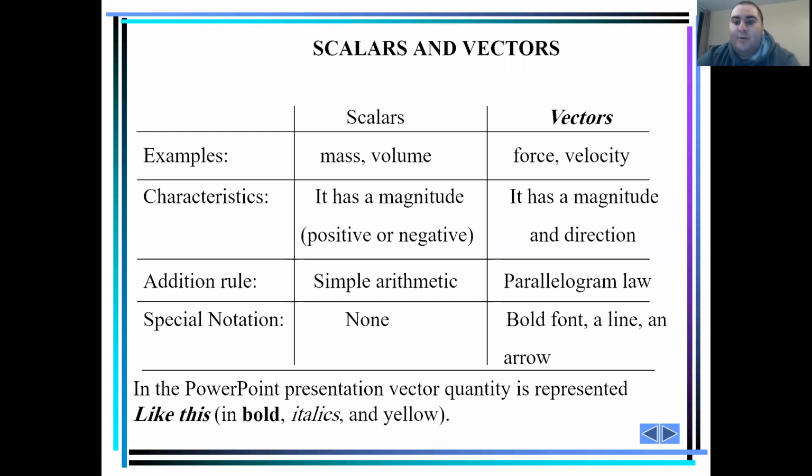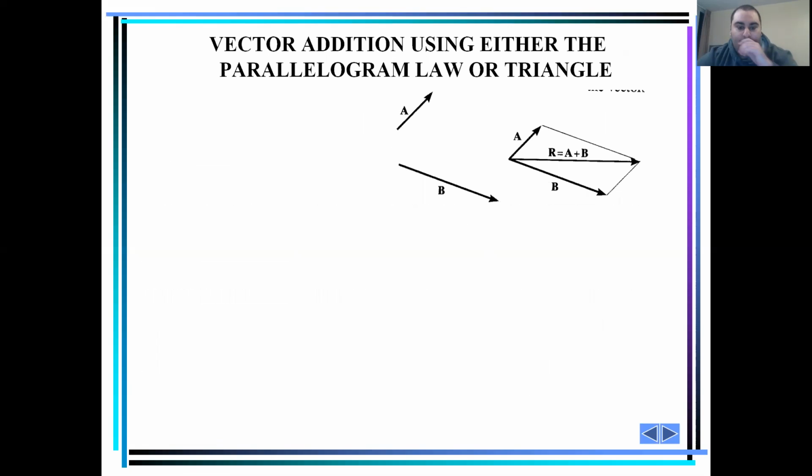And from now on, we're going to be writing vectors in a special notation, either in a bold font or with a line or an arrow above them. Now, vector addition can be done by using the parallelogram law, which you can see in this figure. We have vector A plus vector B. The resultant vector is shown here using the parallelogram law.